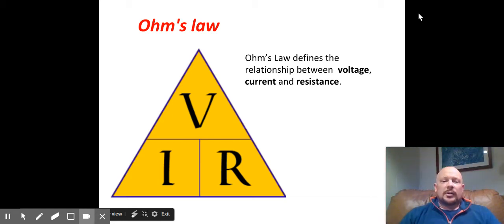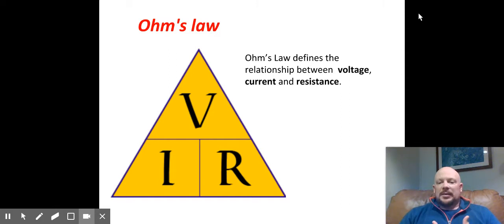Hello, class. Today we're going to talk a little bit about Ohm's law. Now, Ohm's law defines the relationship between voltage, current, and resistance. And we've already given you the equation in your notes at the beginning of this unit that current is going to equal voltage over resistance.